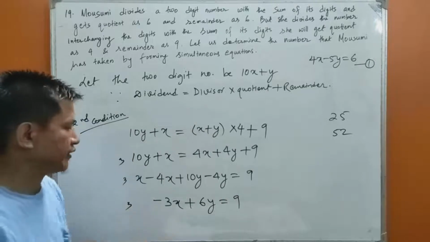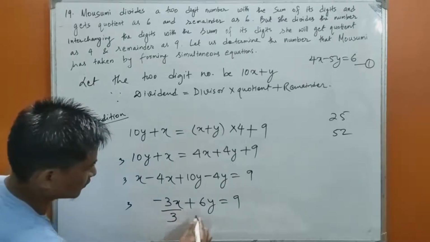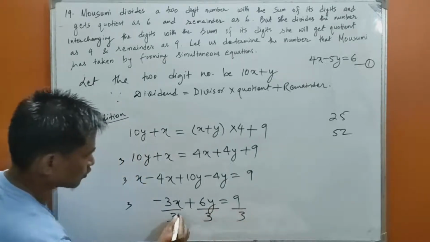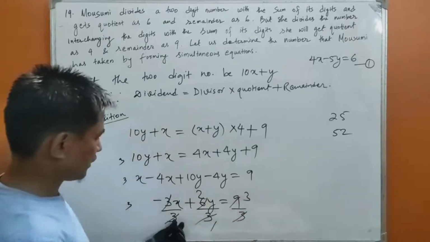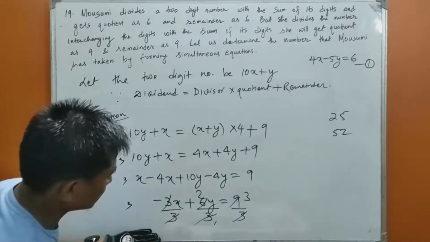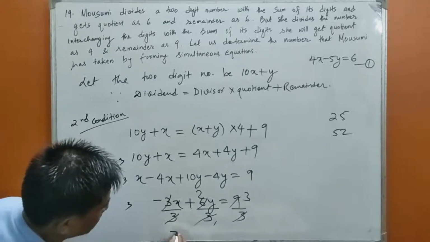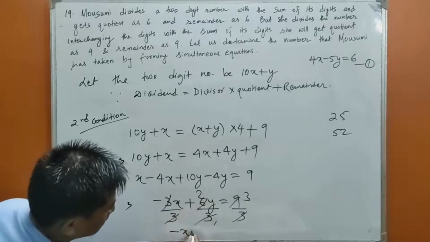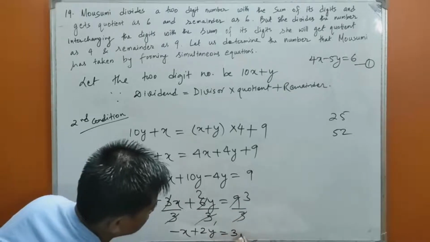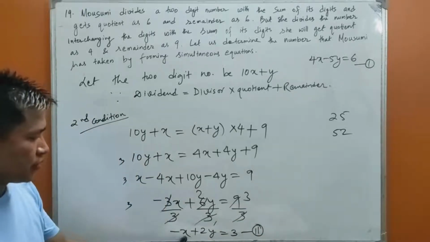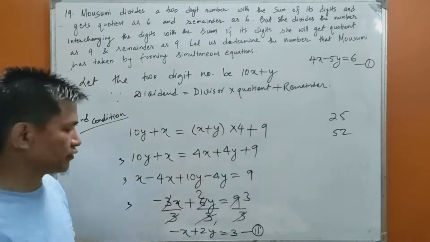Now let us reduce the number, because the smaller the number, the easier it becomes for calculation, isn't it? We can divide this equation by 3. So 3 and 3 get cancelled. 3 1s are 3, 3 2s are 6, 3 3s are 9, isn't it? So the second equation is, let me write this equation here: minus x plus 2y equals 3. This is equation 2. This is equation 2 and this is equation 1. So let us solve equations 1 and 2 and find the values of x and y.